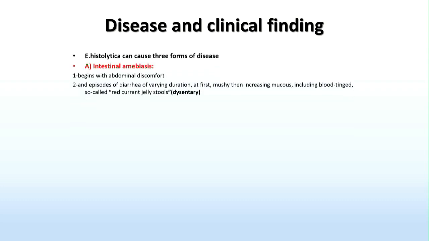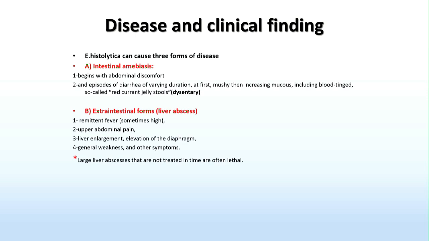Disease and clinical findings of Entamoeba histolytica. Entamoeba histolytica can cause 3 forms of disease. Intestinal amoebiasis begins with abdominal discomfort and episodes of diarrhea of varying duration, at first mushy, then increasing mucus, including a blood tinge, the so-called red currant jelly stool or dysentery.